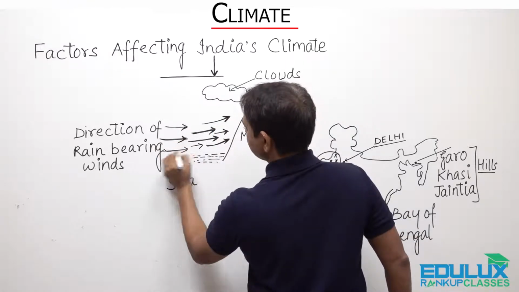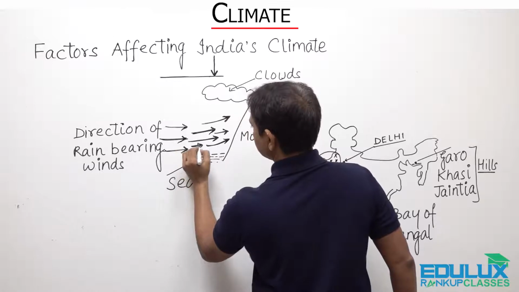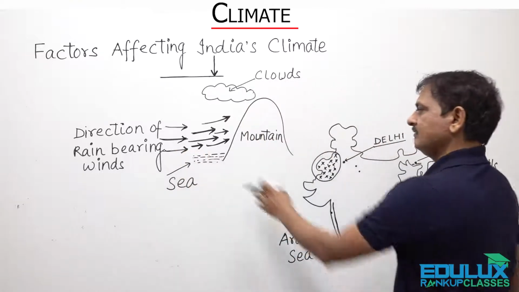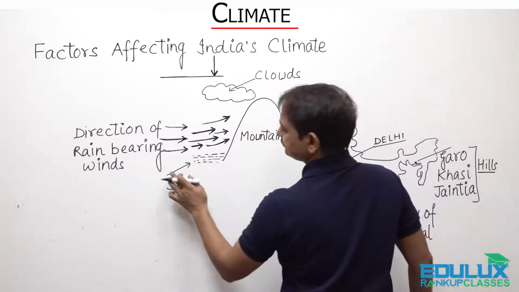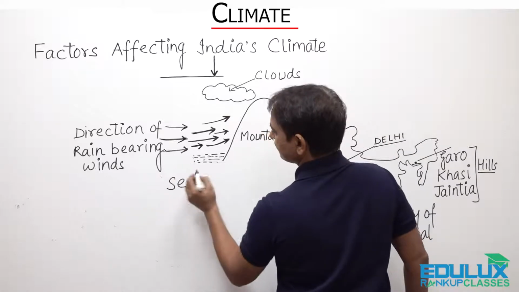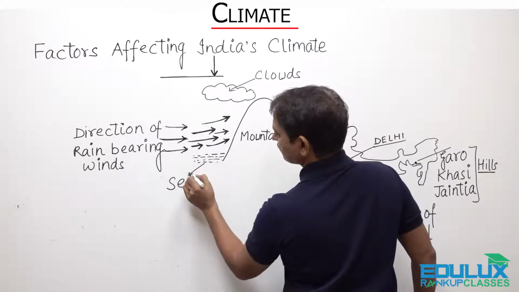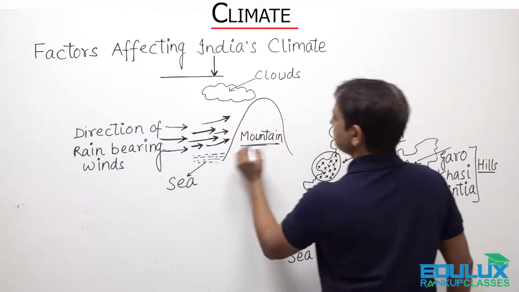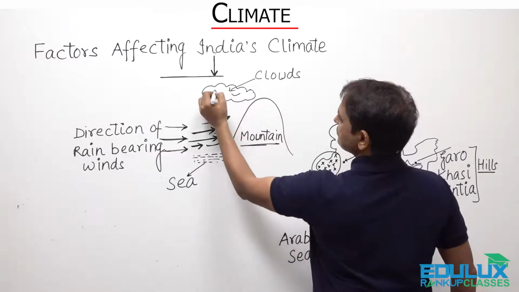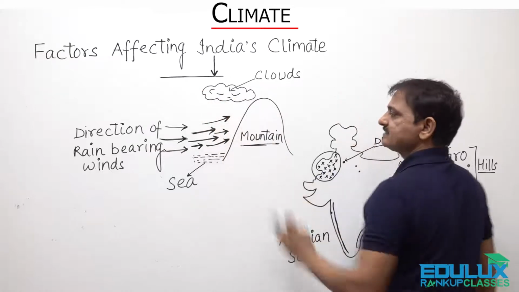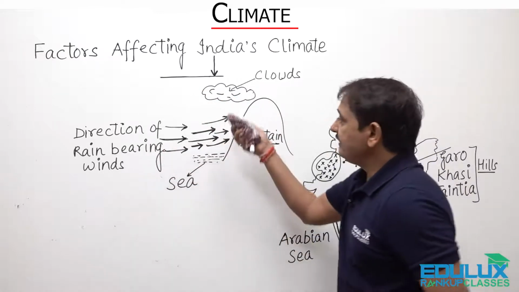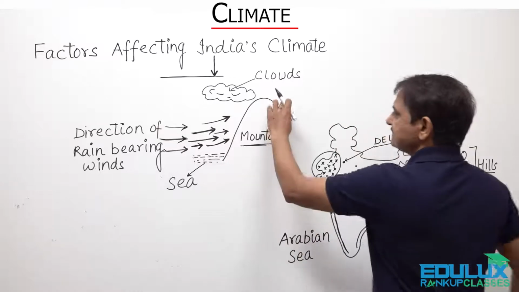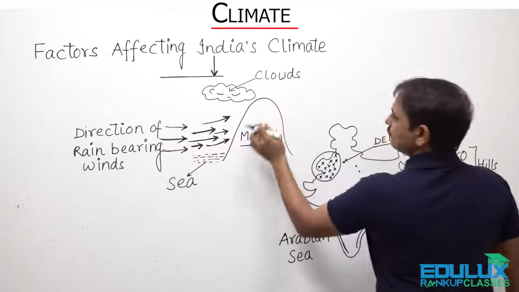They get moisture from where? This is the sea, this is the mountain, right? And here we have clouds. Now what happens? You know, this is the windward side of the mountains and this is the leeward side of the mountain. So what is it?